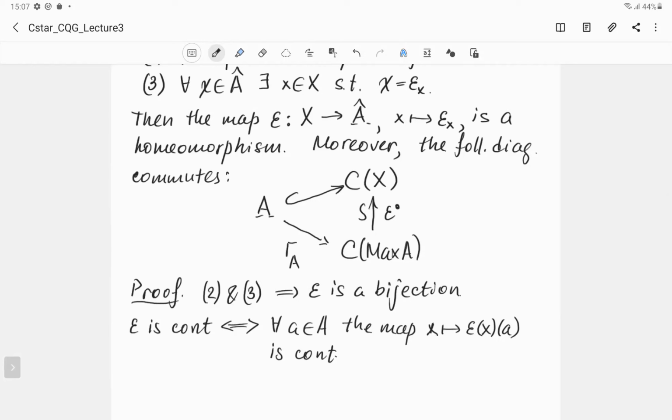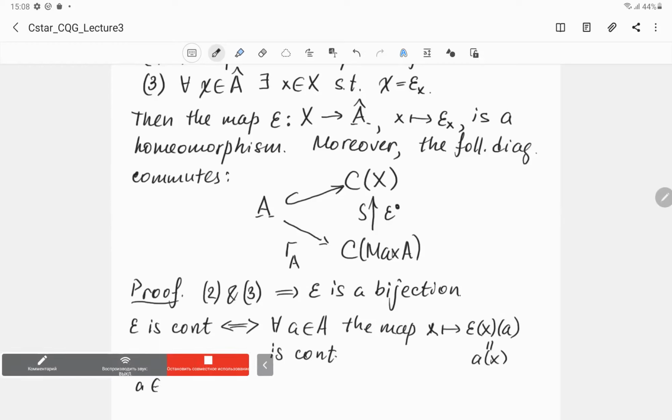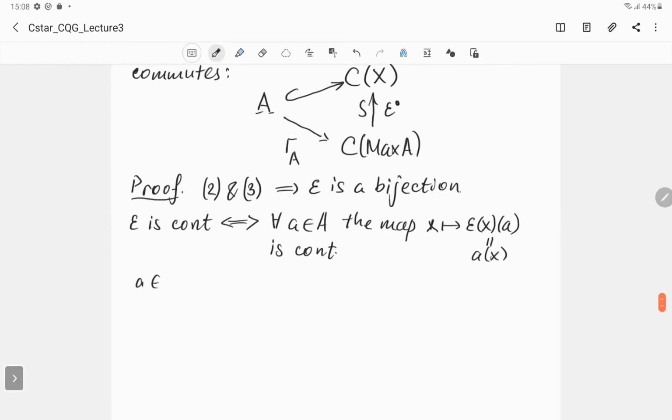Well, indeed, A hat is contained in A star. A star is equipped with the weak star topology, and a map from an arbitrary topological space to the space A star with the weak star topology is continuous if and only if all such compositions are continuous. But what is epsilon x applied to a? Well, this is nothing but a of x, which is continuous by definition, by assumption. So A is contained in C of X, and this implies that epsilon is continuous.